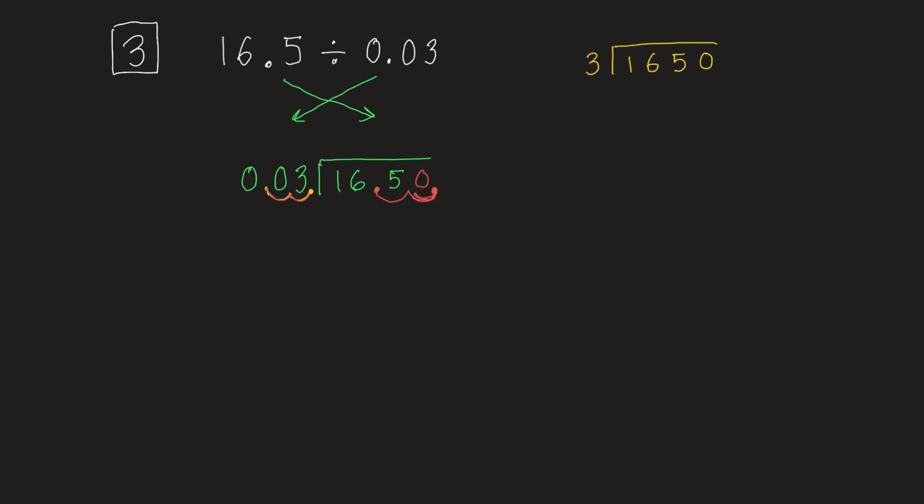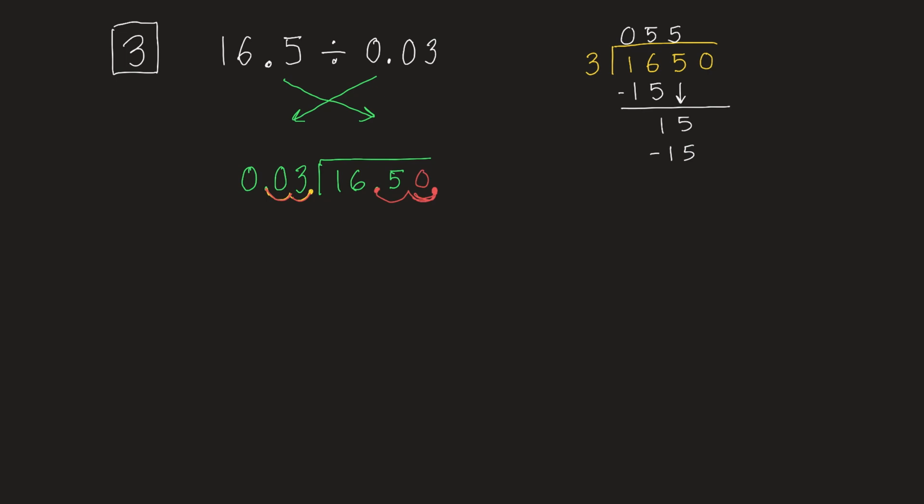Let's divide now. 3 into 1,650. Well, 3 doesn't go into 1, so I'll put a 0 there. It goes into 16 5 times. Divide, put your answer up, multiply, put your answer down, subtract, put your answer down, that's a 1. And then bring another number down, that's a 5. 3 into 15 goes 5 times. Divide, put your answer up, multiply, put your answer down, subtract, put your answer down, and then bring another number down. That's another 0, right?